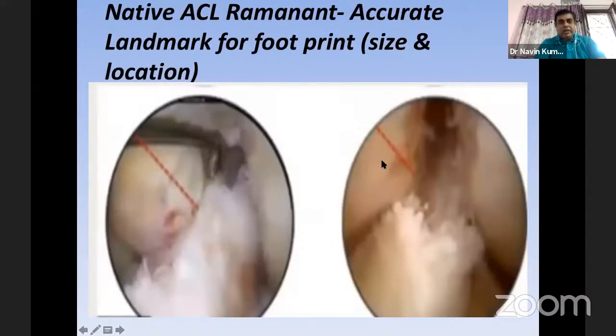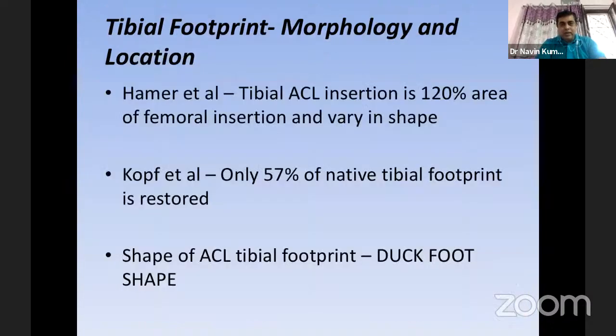Now, if you already have a native anterior cruciate ligament remnant over there, then it becomes very easy. You just go to the center of it and make your tunnel. But many times it is not possible to have it like this. There are certain studies. Hamner et al. found that the tibial ACL insertion is around 120% of the area of the femoral insertion and varies in shape as well. So compared to the femoral insertion, it is very large and the shape also varies.